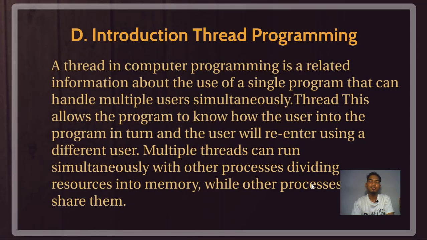B. Introduction to thread programming. A thread in computer programming is information related to the use of a single program that can handle multiple users simultaneously. Threads allow the program to know how the user entered the program, and the user can re-enter using a different thread. Multiple threads can run simultaneously with other processes, sharing resources such as memory, while other processes do not share them.